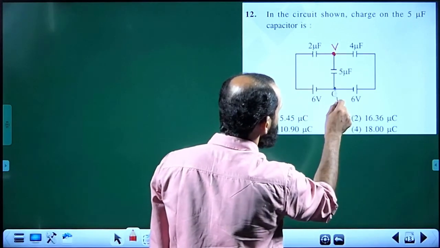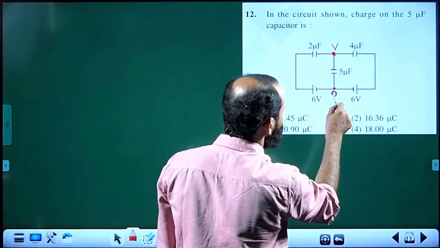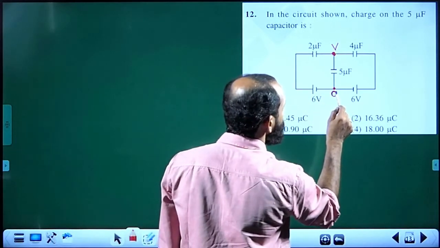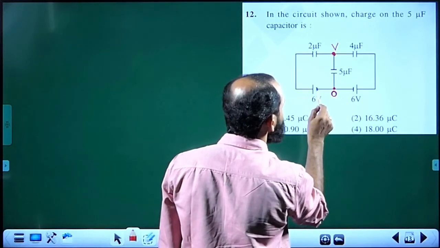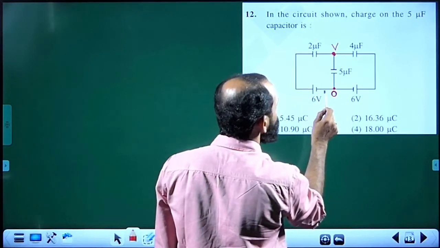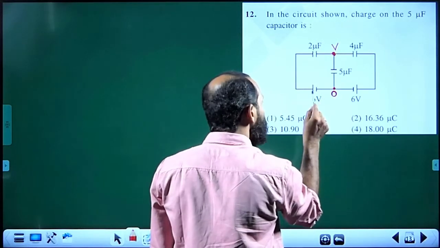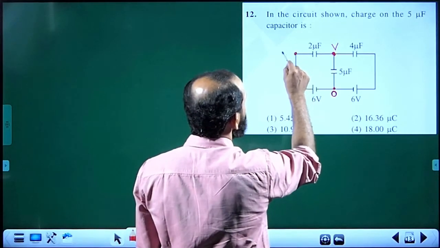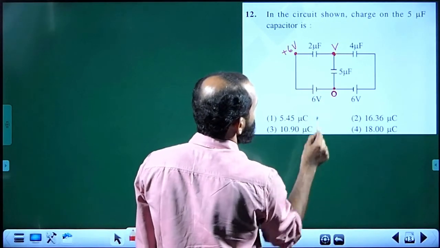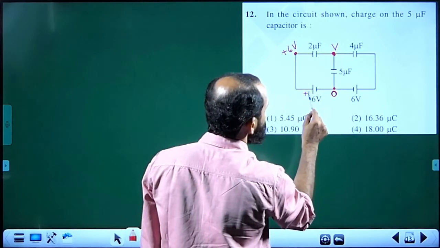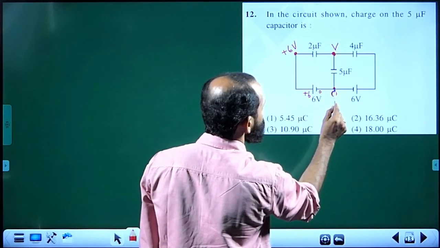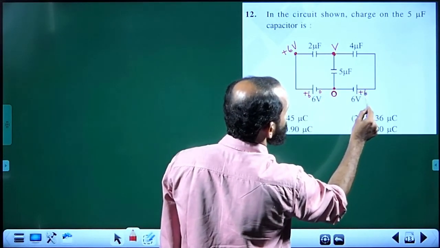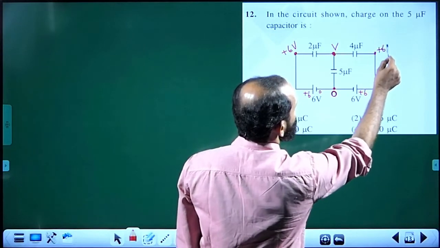Let us assume the potential at this point to be 0, because the negative of the cell is assumed to be at 0 potential. Then the positive is at plus 6 volt. That is why this lead will have plus 6 volt. This is plus 6, this is plus 6 and this is 0. So this terminal is 0, this terminal is plus 6. For the same reason, this is plus 6, so this terminal will be of plus 6 volt.